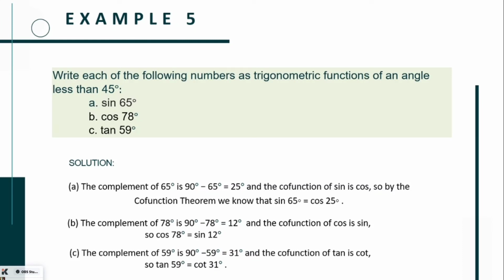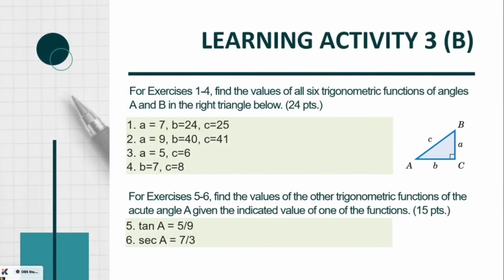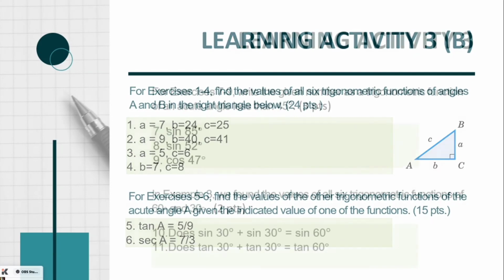Again, that is how the functions cosine, cosecant, and cotangent got the co in their names. For our learning activity B, you are going to answer the following. I'll also be posting these in our Google Classroom.